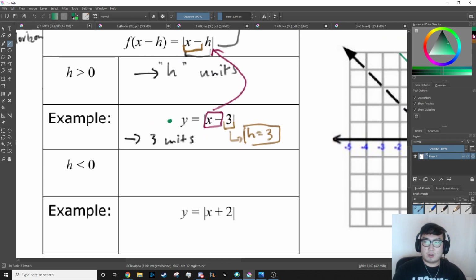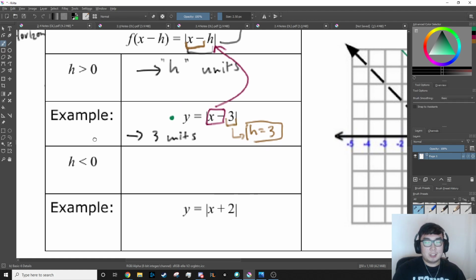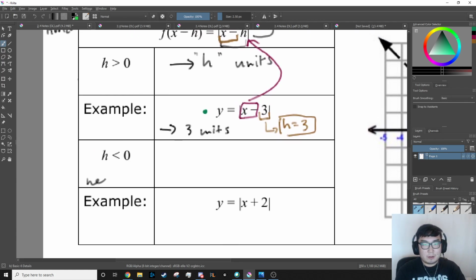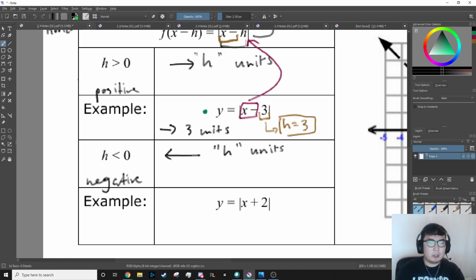So if h is greater than 0, our line moved horizontally to the right, or to the positive direction, h units. So if my h is negative, that means my graph is going to go the opposite direction, which is to the left, h units. But look what happened to my equation. We can see that it says x plus 2.